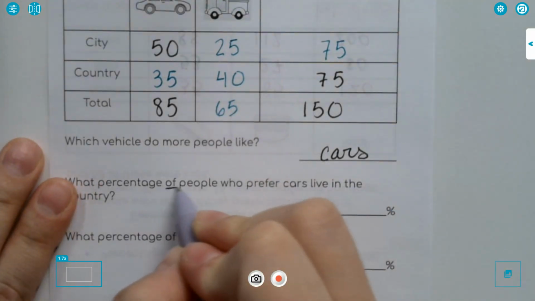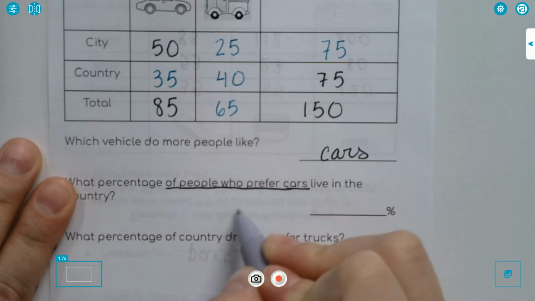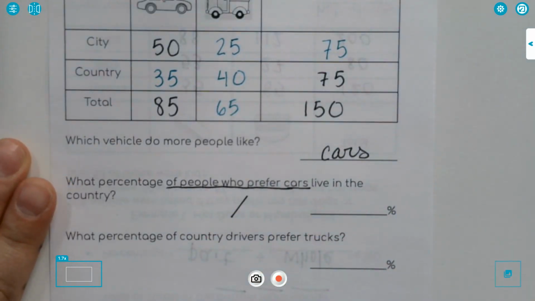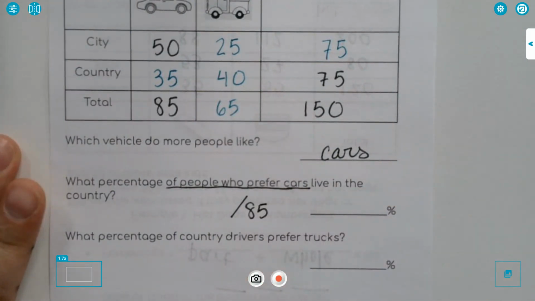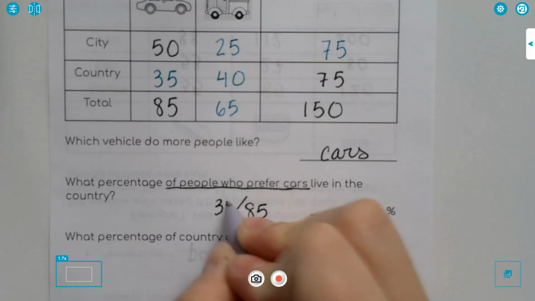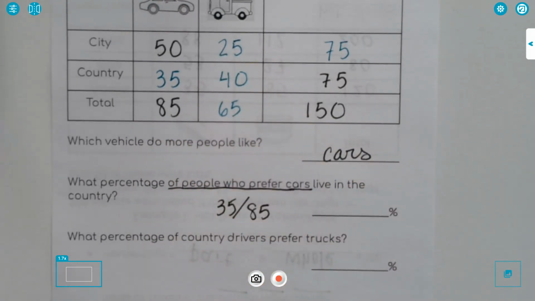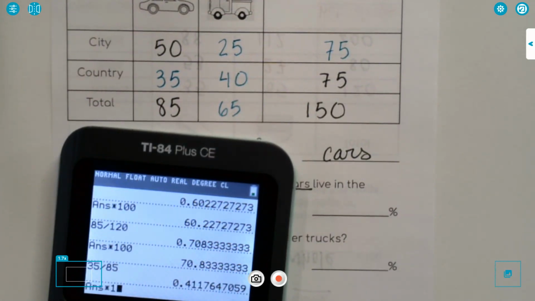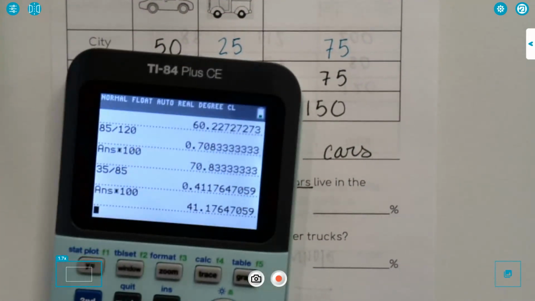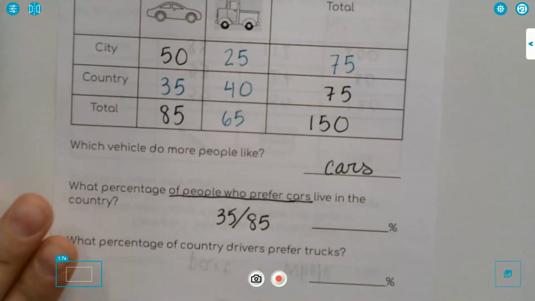Okay, what percentage of people who prefer cars live in the country? So, of people who prefer cars, how many people preferred cars? 85. So that's the hardest part of these, is figuring out what the bottom of the fraction is. How many of, or it says country, thank you. That's what you were trying to correct me on. Live in the country. So how many of those lived in the country? 35. So it's this 35 out of 85. 35 divided by 85 times 100 is 41.1. So that stays 41%.